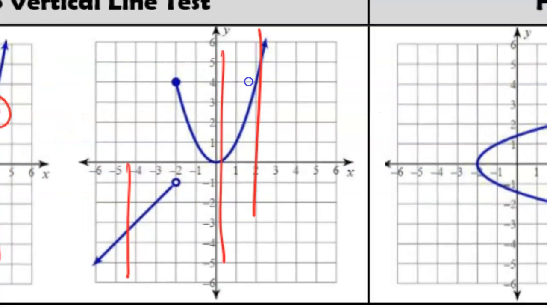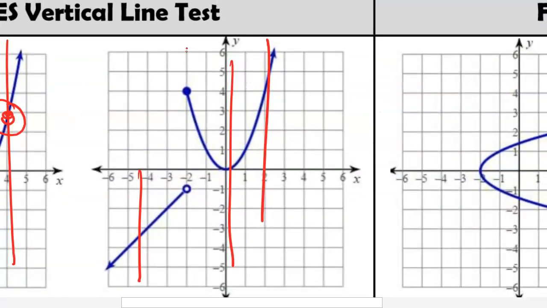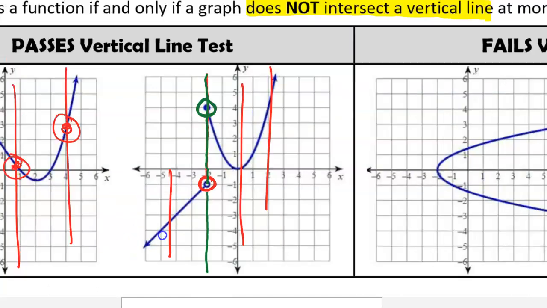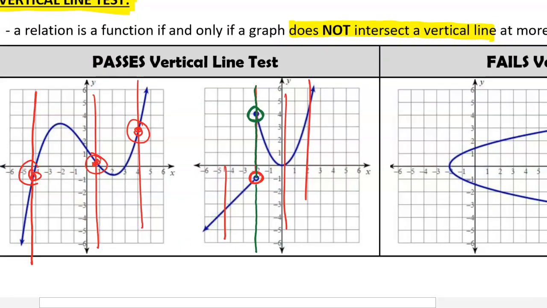Just a quick zoom in on this graph. If I drop a vertical line at x equals -2, it may look like it hits, but what's happening there? There is a hole in the graph. So my line is essentially going to go, I'm going to do that in green here, coming down. It's going to go straight through the hole in the graph, so it really only still intersects it at one point. So this is an example of a graph that passes the vertical line test.